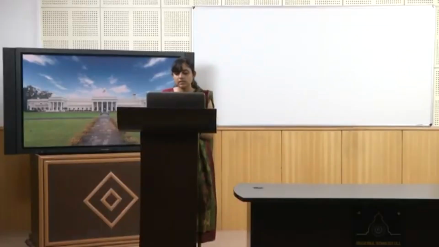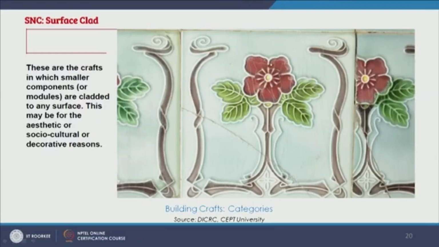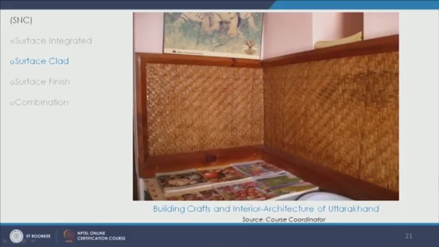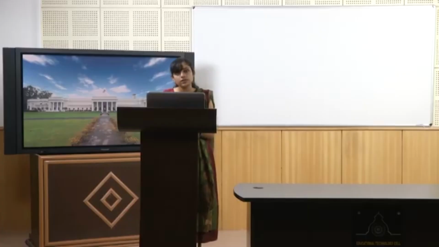So here we see this cladding. These are the tiles, and they have these beautiful motifs and color palette, and they enhance the surface on which they go. This is an example of surface cladding. This is ringal, which is the indigenous material of Uttarakhand, and here we see the cladding of ringal in this picture. Then there is surface finish.